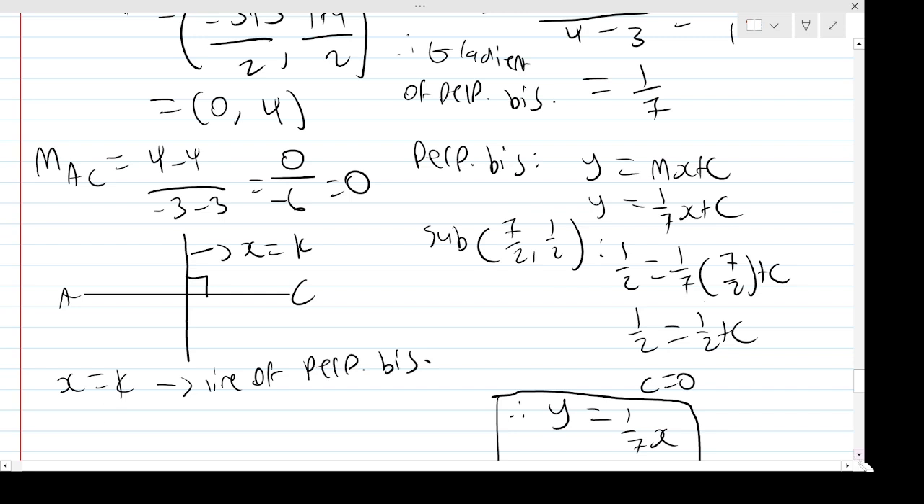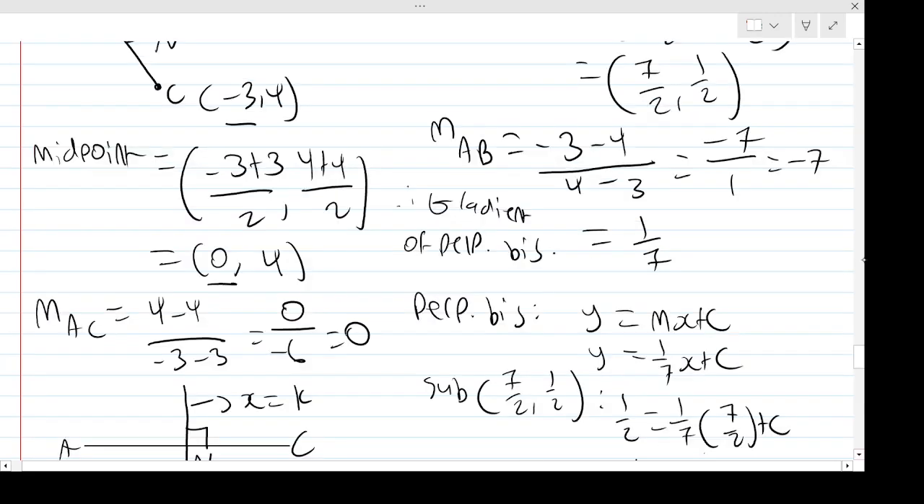But then what is this number k? Well, then we need a point again. That's where this midpoint comes into play. The midpoint is at 0, 4, as we worked out. Well, x would be 4, right? No, x would be 0, okay? So x would be 0. That is the equation of the perpendicular bisector in that case.